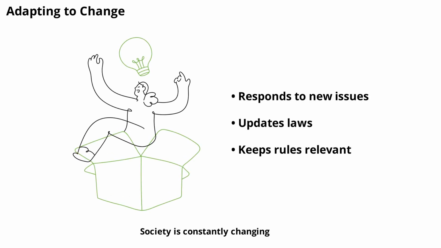Society is constantly changing, and government rules must adapt to new challenges. Advances in technology, shifts in public opinion, and emerging issues like climate change require updates to existing laws. Governments regularly review and revise rules to keep them relevant and effective in a rapidly evolving world.